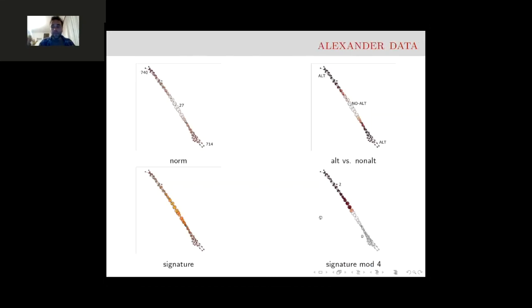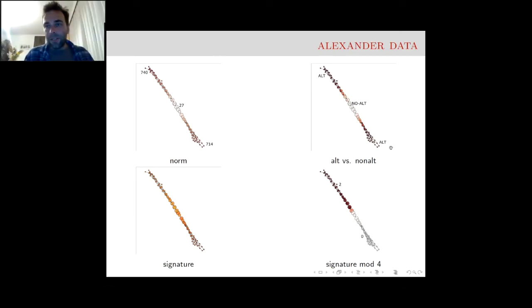So we can take the data from the Alexander polynomial and visualize it. This structure is a bit more boring, it's kind of linear, but then we can take different colorations and try to see how the coloring is distributed. We can color by the norm, which in this case is just the norm of a point. There are alternating or non-alternating knots. We can color by this binary variable, and we realize that non-alternating knots are occupying the center, while alternating knots are in the peripheries of the space of Alexander polynomials of knots.